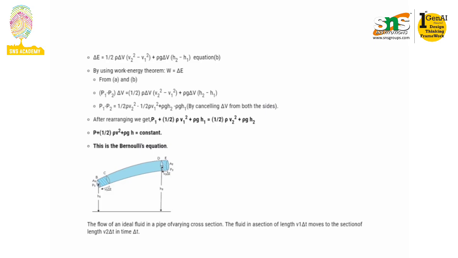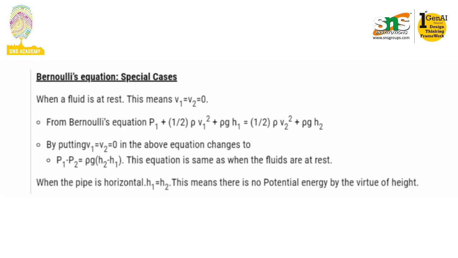The change in kinetic energy is equal to half m (v2 square minus v1 square), and the gravitational potential energy change will be mg (h2 minus h1). So the total change in energy will be del E is equal to del K plus del U. On substituting the values and solving using the work-energy theorem, we conclude the derivation: P plus half rho V square plus rho GH is equal to constant. So this is all about Bernoulli's equation. Okay, thank you.